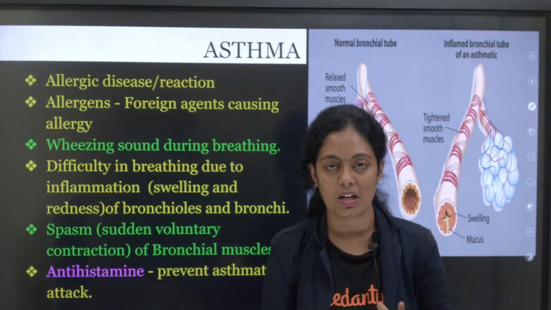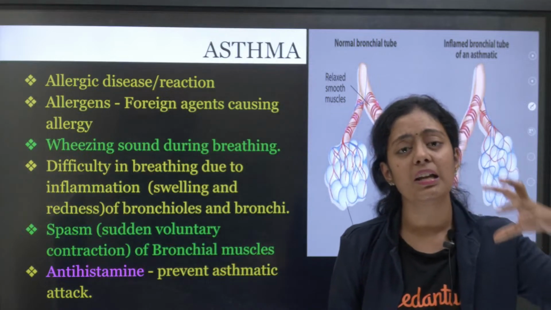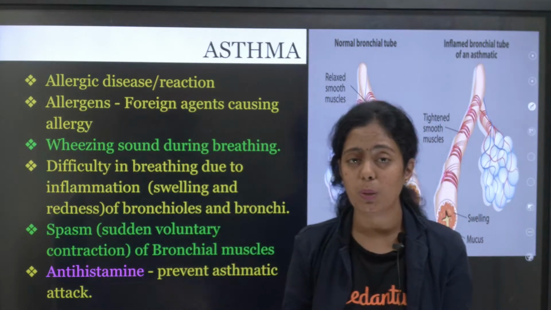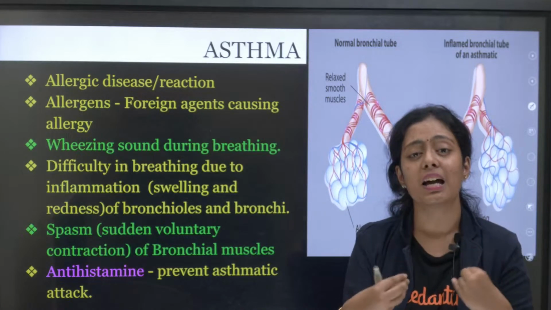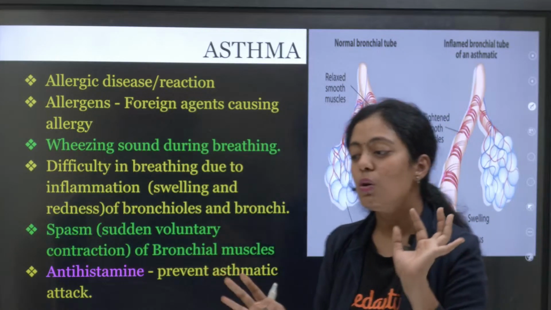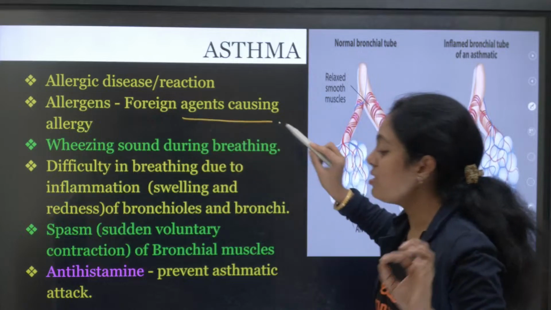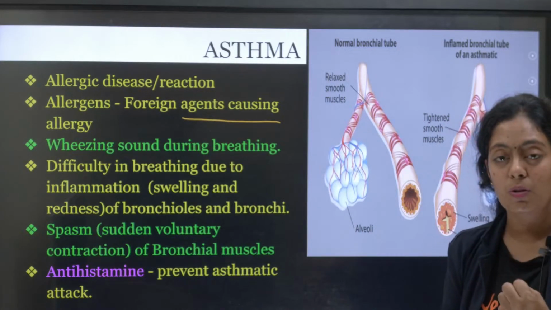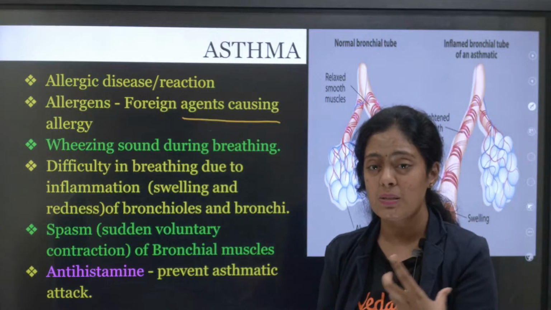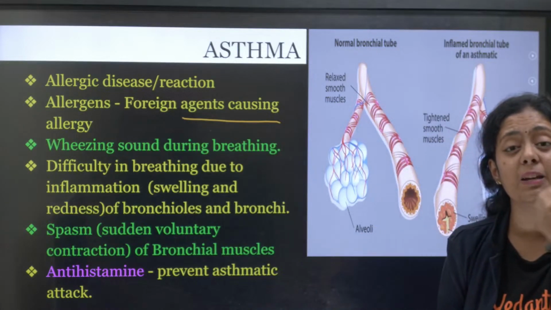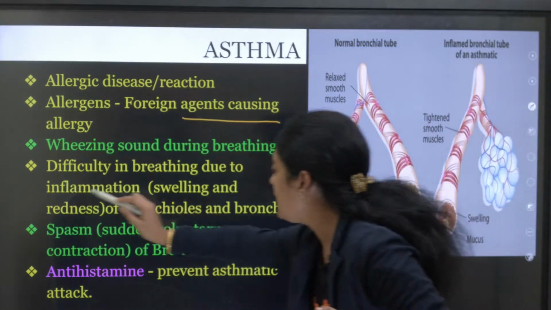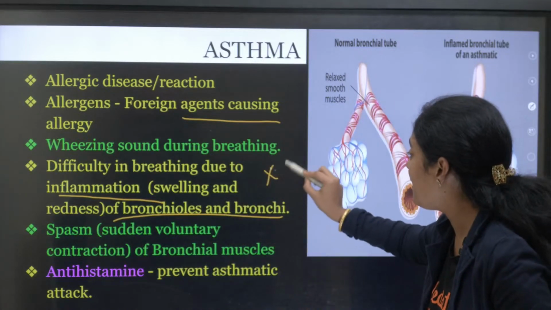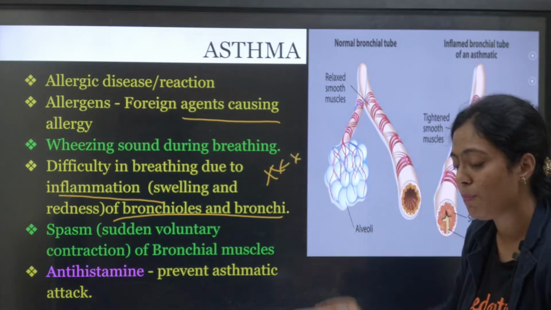This is an allergic condition, kids. For many people asthma is genetic, for many others, as they are exposed to a lot of pollutants and allergens, this kind of disease arises. Okay, so allergens, foreign agents causing allergy, wheezing, a kind of sound comes when they breathe, they can actually experience a sound, difficulty in breathing. Yeah, because there is an inflammation of bronchioles and bronchi. This is a very important line from your NEET exam point of view.